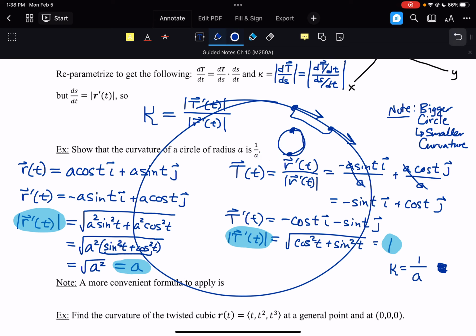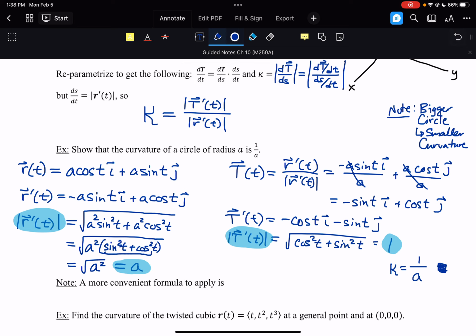Okay, and that's displayed by this inverse relationship of 1 over a. So the larger the radius, the smaller the curvature. Most curves in space do not have constant curvature like circles do. Okay, we can find a formula for the curvature and then plug in specific points to get the curvature at a point.